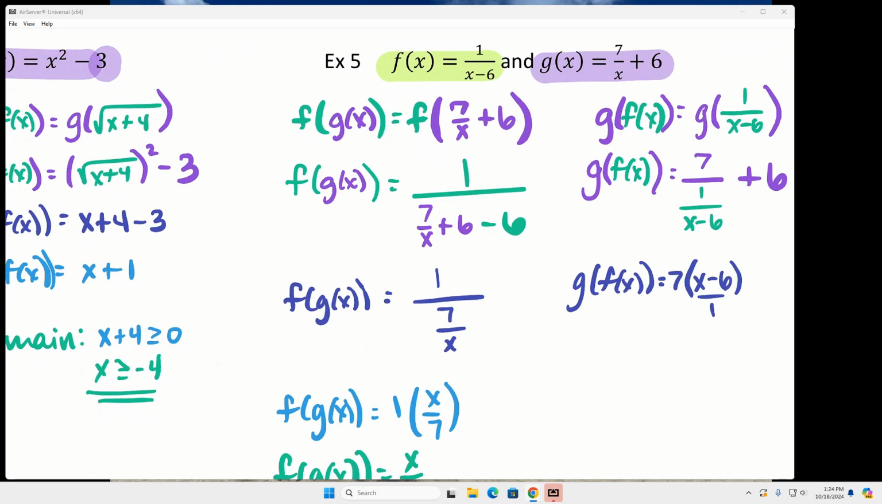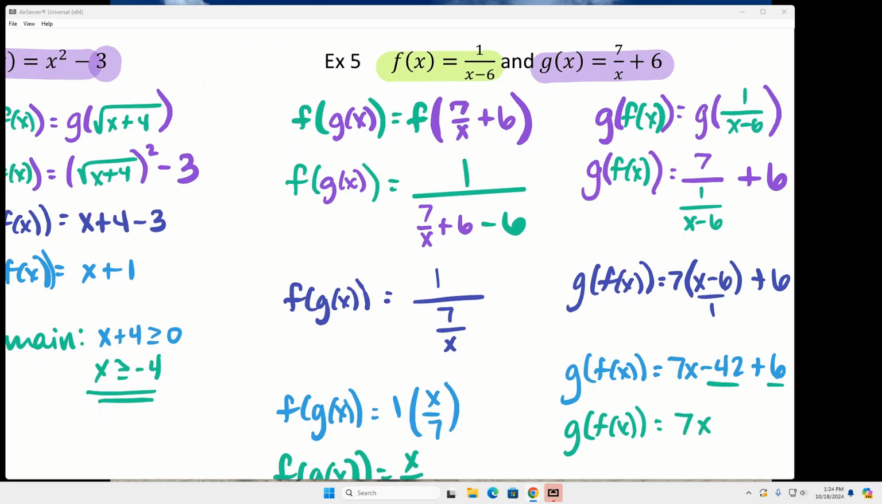Now, you never have to write over 1 if you don't want to. If that confuses you, just leave it off. It's fine. But we just flip that over, so that we're left with 1 in the denominator. So I distributed that 7. And then the last thing I need to do is just go ahead and combine my like terms. Negative 42 plus 6 is going to be negative 36.